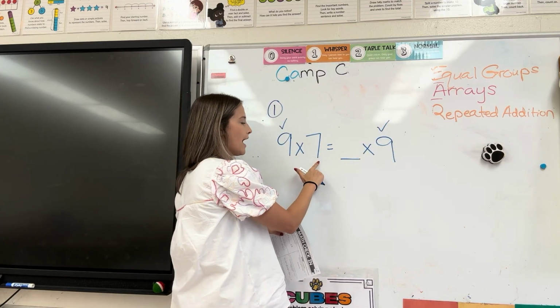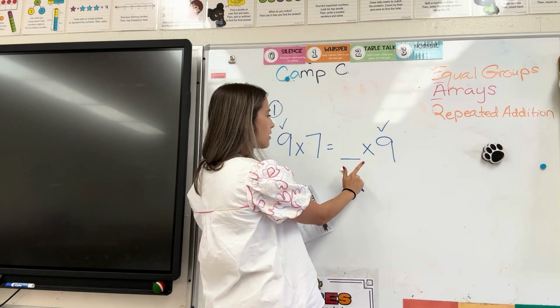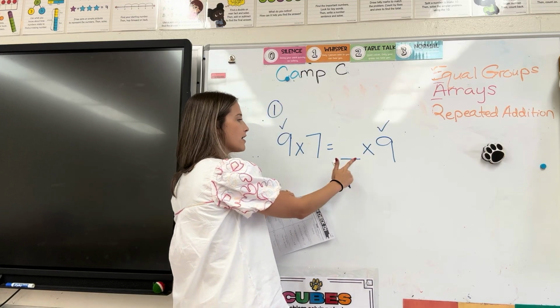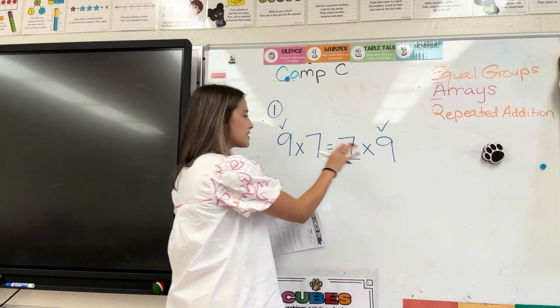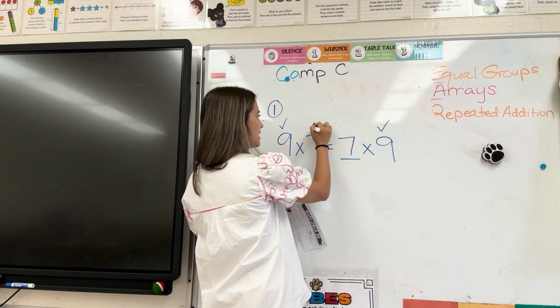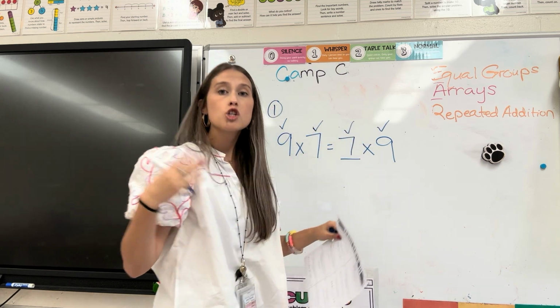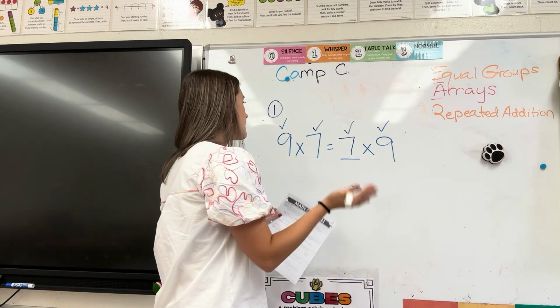What other number do I have on my left side that I'm missing on my right side? Over here I have a 7. Over here I'm missing what? A 7. Are both sides equal? Now, do both sides have a 7? Yes, give it a check. Now let's make sure this makes sense. What is 9 times 7?